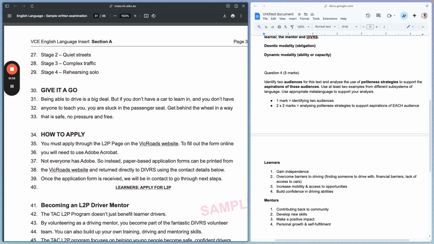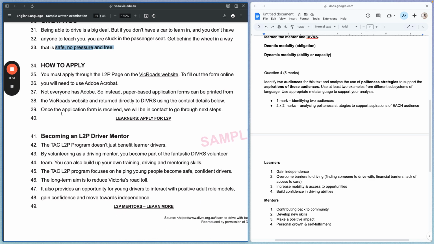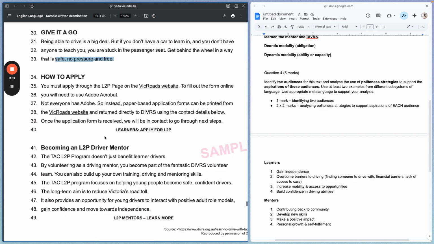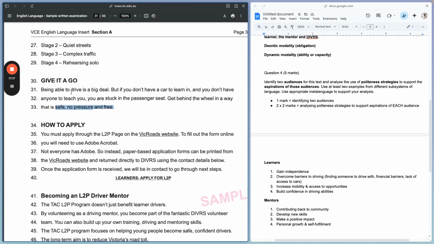We can literally use the examples we were talking about before. So stuff like the metaphor, give it a go, these triplet of adjectives, right? These are all examples that you can use for learners, and for mentors, we'll get to it in a second. Let's have a look at learners first. So we can do any of these features that we were talking about before. Try not to reuse them, but totally fine if you do. Let's have a think about some features.